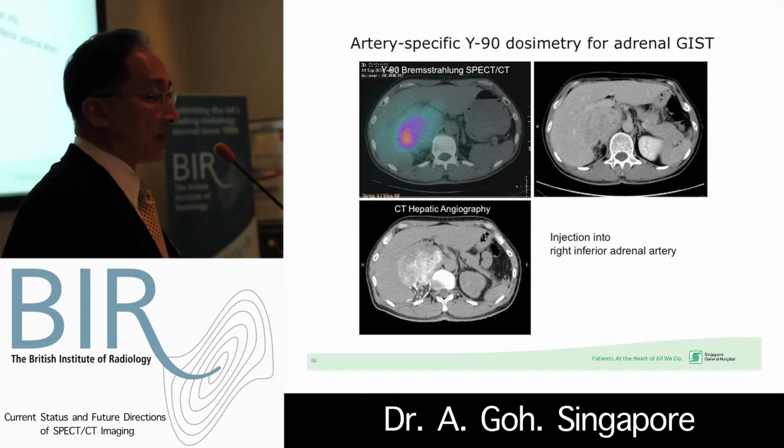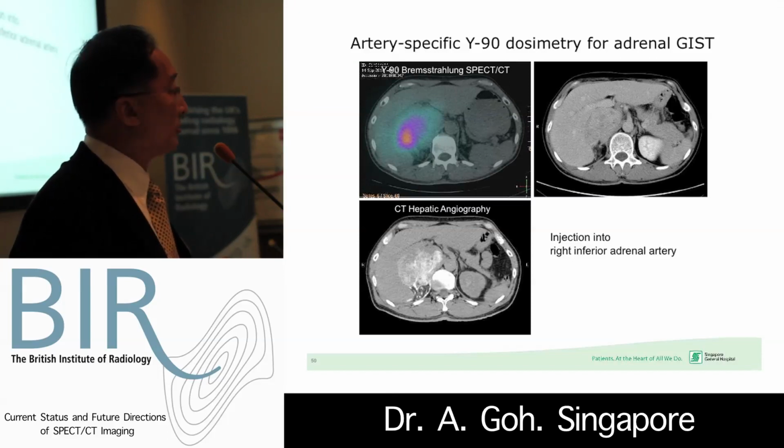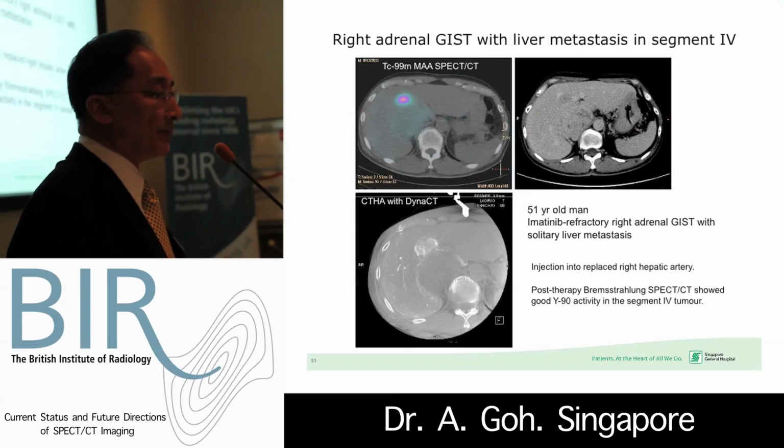And we did indeed. And here's the intra-arterial CT of an injection into the right inferior adrenal artery, showing good localization of the contrast. And this should have been the MAA, but I didn't have a good example picture. But this is the post-therapy Bremsstrahlung SPECT CT showing Y-90 in the tumor after treatment. And here is the tumor. And this was the other tumor metastasis in the liver, very small solitary liver metastasis.